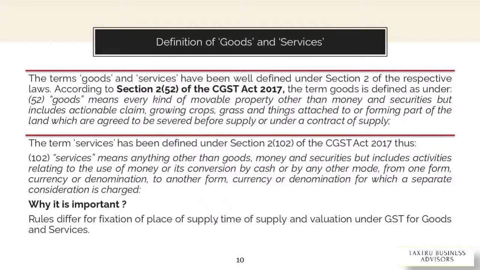So this is a basic step, that first you will have to identify whether the supply is a supply of goods or services. So what is goods? The definition of goods is given in the CGST Act, section 2, subsection 52. Goods means every kind of movable property other than money and securities, but includes actionable claims, growing crops, grass and things attached to or forming part of land which are agreed to be severed before supply or under a contract of supply. That is goods.